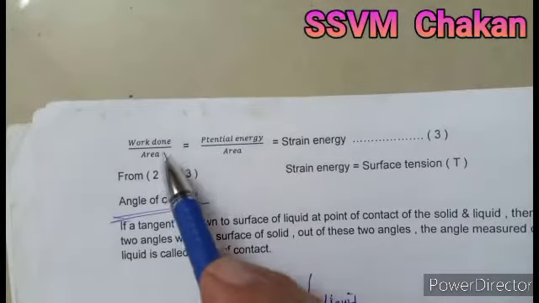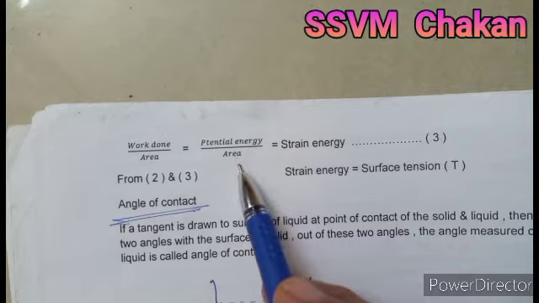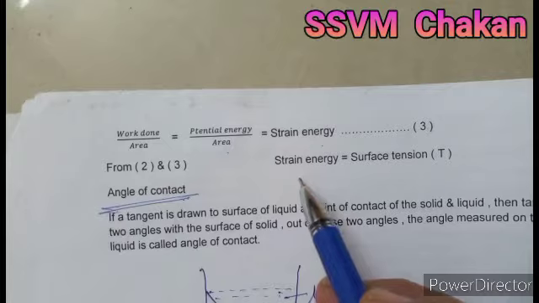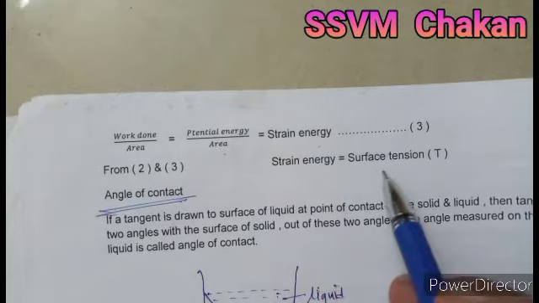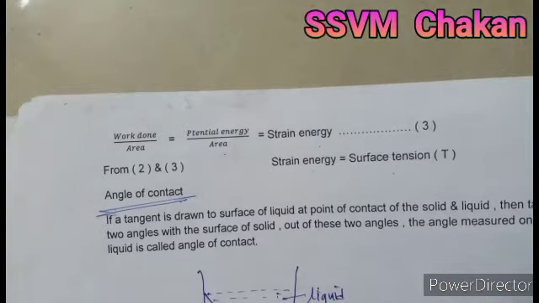So W, work done divided by A, which is equal to potential energy per unit area, is called strain energy. So from equations 1 and 2, the strain energy is equal to surface tension. So strain energy is nothing but the surface tension of a liquid surface.